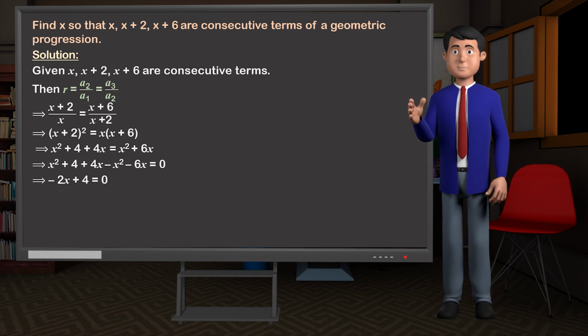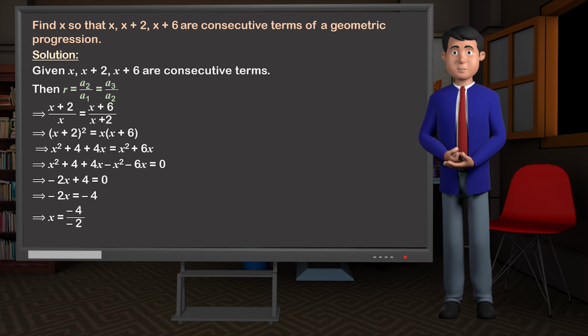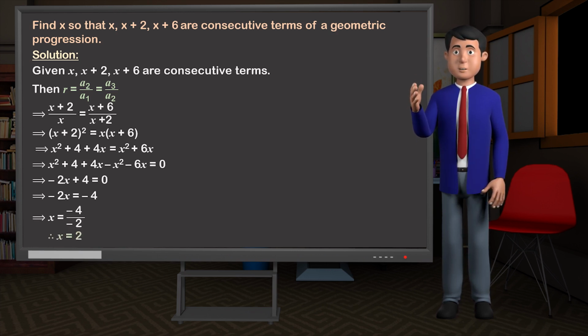Transposing plus 4 to the other side, we get minus 2x is equal to minus 4. Further simplification of this will be x is equal to minus 4 by minus 2, which is 2. Therefore, x is equal to 2.